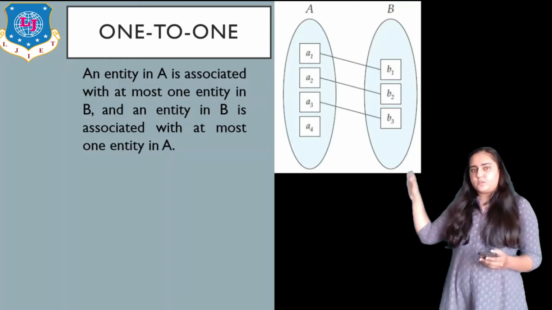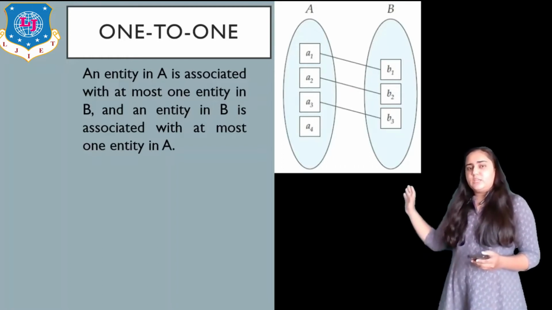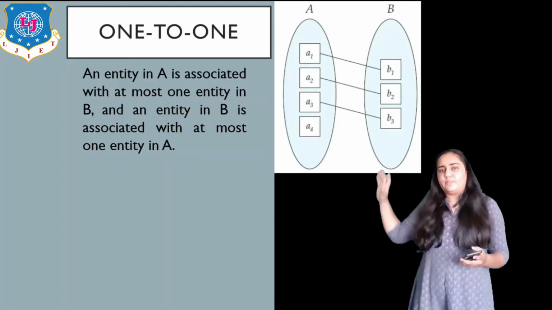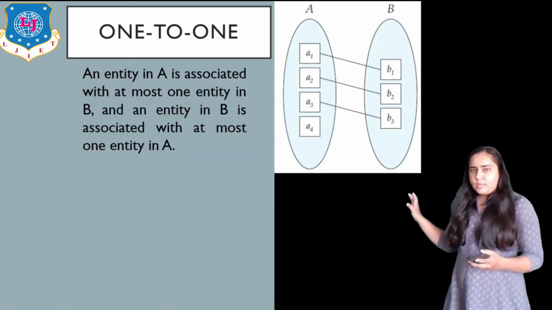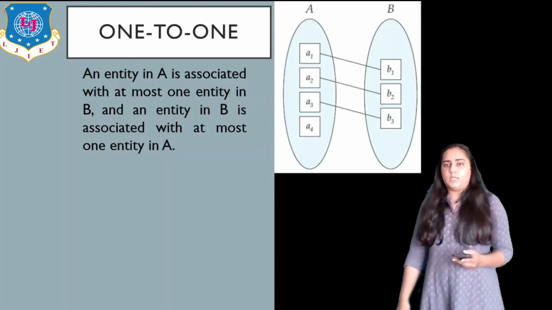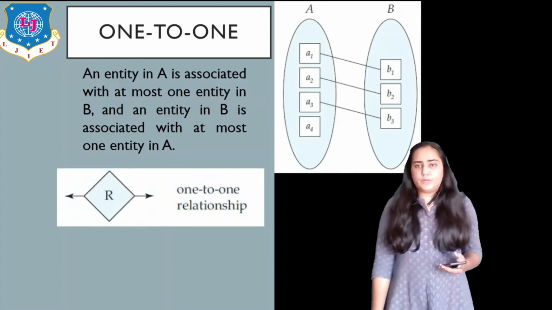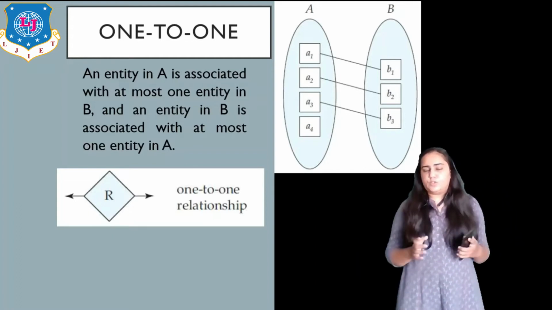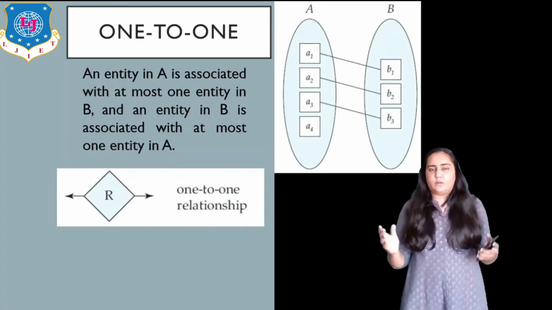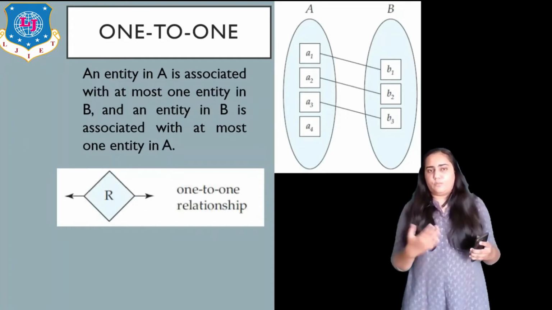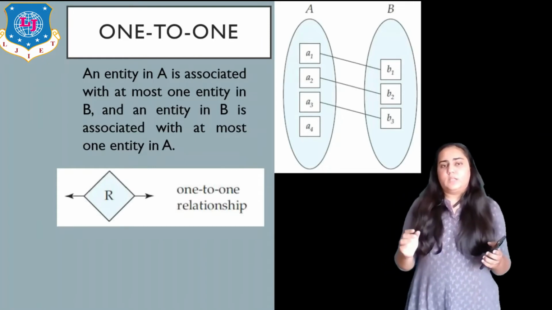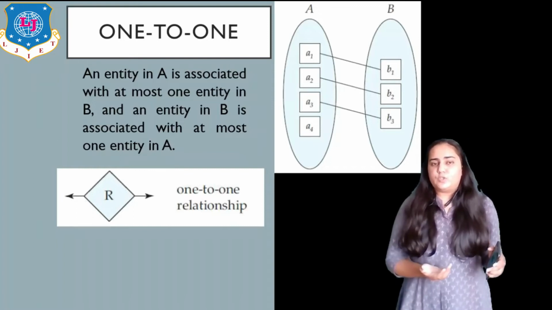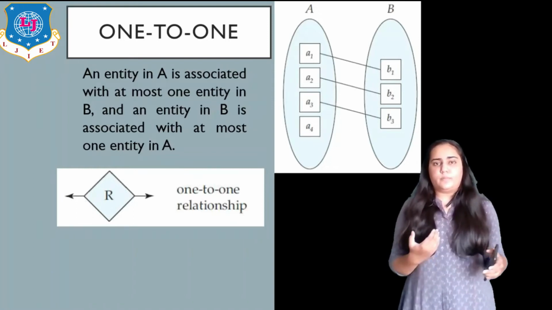You can see in A there are several entities, and in set B there are several entities. And from A, everything is linked with only one entity in B, and from B, everything is linked with only one entity in A. To show it in an ER diagram, you would have to draw it in this manner. So you will show A and B on the left and right sides of the rhombus, but the lines that are going out will have arrows at the end. These arrows will show that it is a one-to-one relationship.